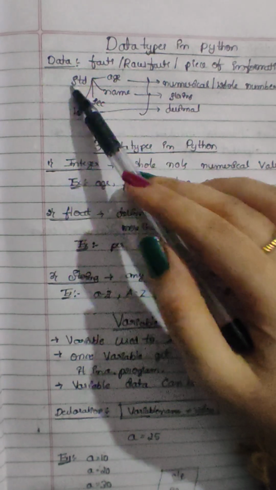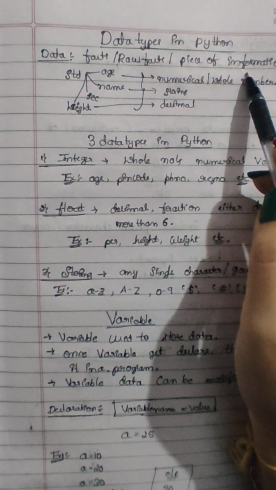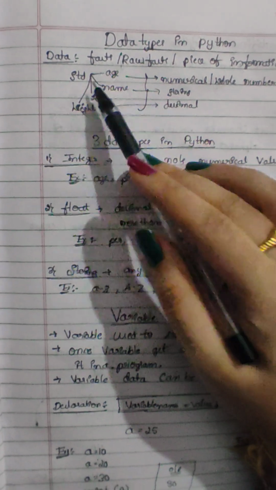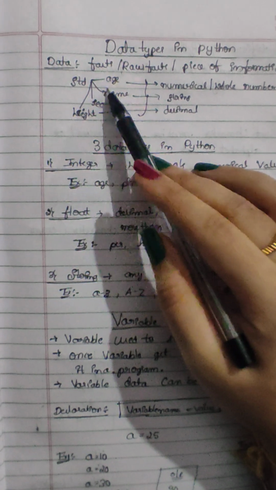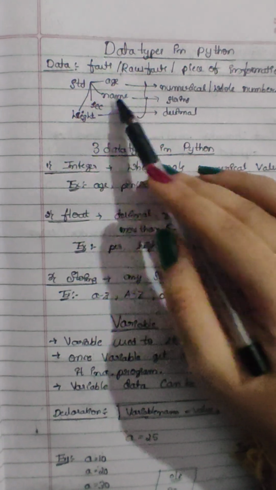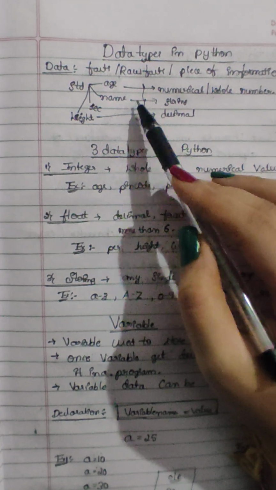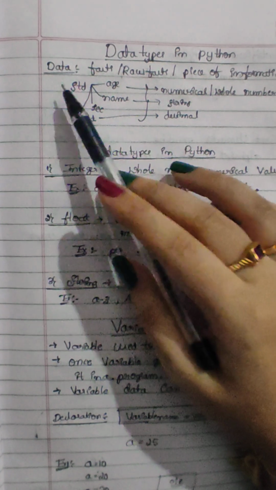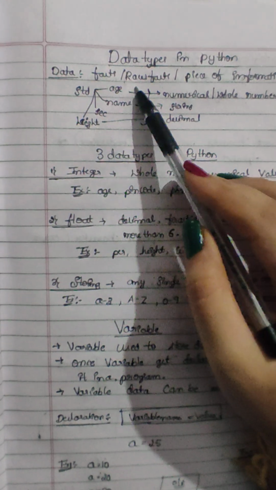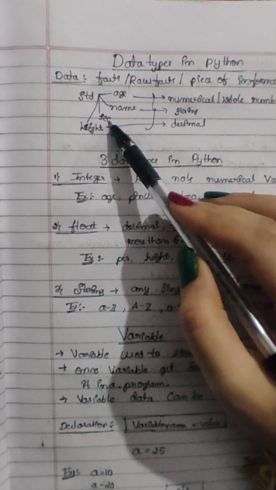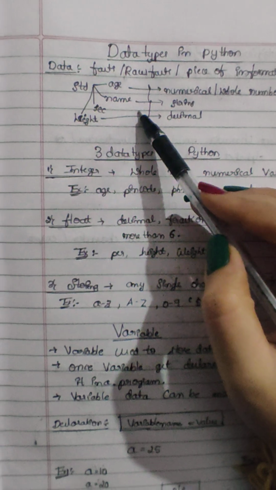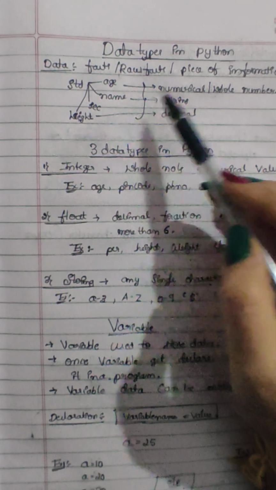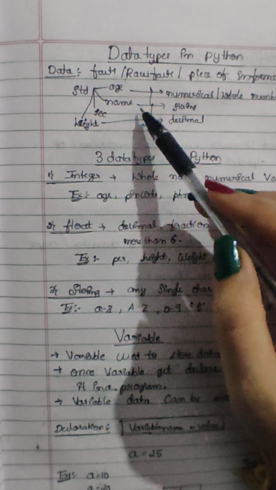Data is nothing but a piece of information. For example, if I call one student, he can tell his name, like Ravi. So Ravi is a piece of information. That is what we call a data. Here age is also a data, name is also a data, section is also a data, height is also a data. So we know what is data.